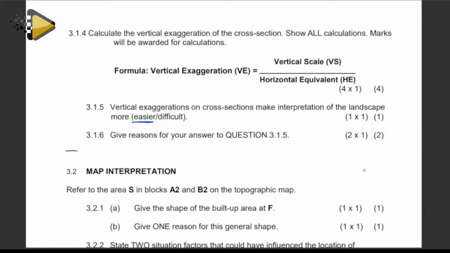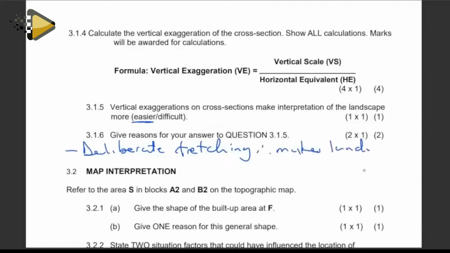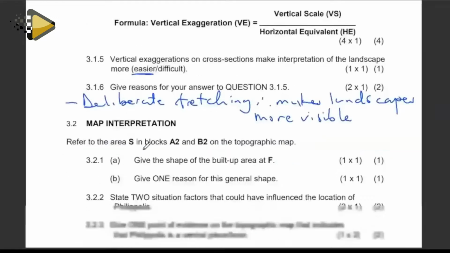We are saying exaggeration is deliberate stretching. We have deliberately stretched, and therefore it makes landscapes more visible. We can now easily see the landscapes. If it's a valley, you can easily see it because we have deliberately stretched the vertical scale. It becomes a deeper low-lying area. If it's a hill, it becomes a high-lying area which is pronounced, which is easily seen. So it makes landscapes more visible so that we can have easy interpretation.